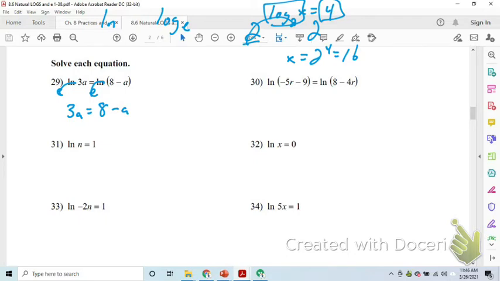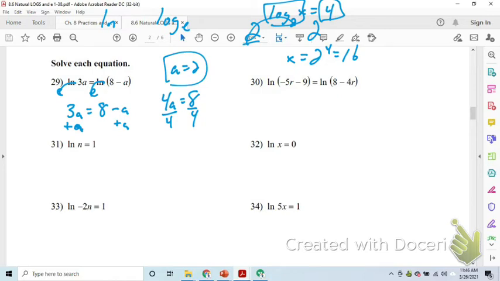All right, so that means you add a to both sides. Let me go ahead and delete that real quick. When you add a to both sides, you get 4a equals 8. Then you divide both sides by 4. You get a equals 2.